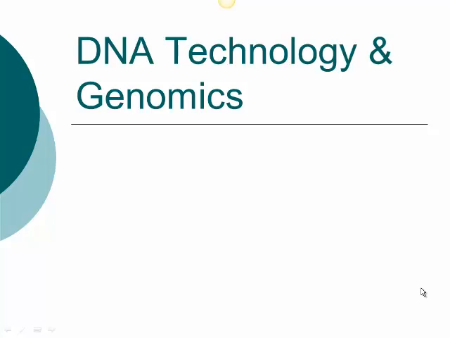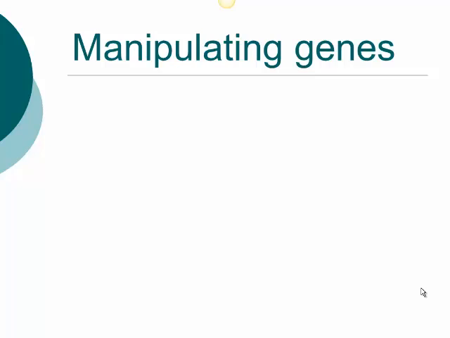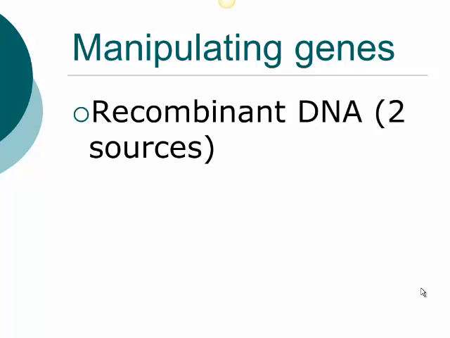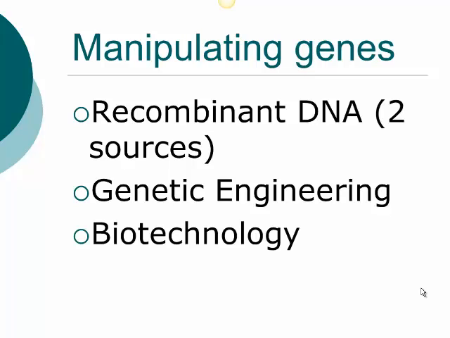This is DNA Technology and Genomics, Chapter 20 in the AP Biology textbook. Manipulating genes. We have to talk about recombinant DNA. That means DNA that has come from two different sources and they're combined or recombined to make something new. It's utilized in genetic engineering and biotechnology.